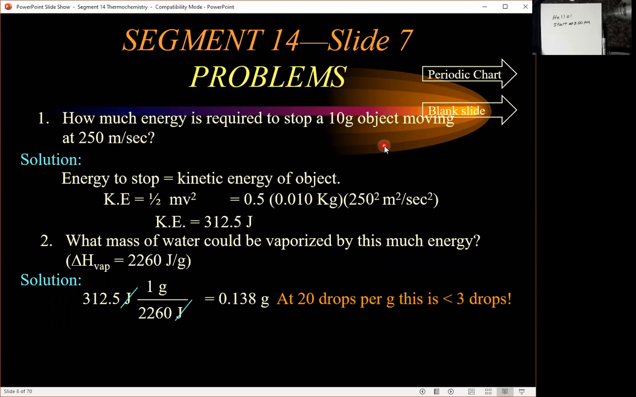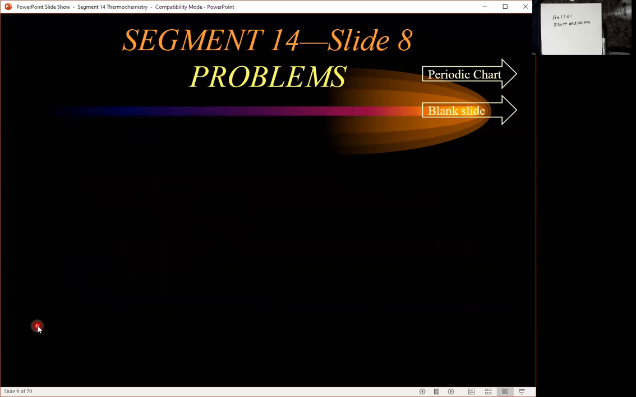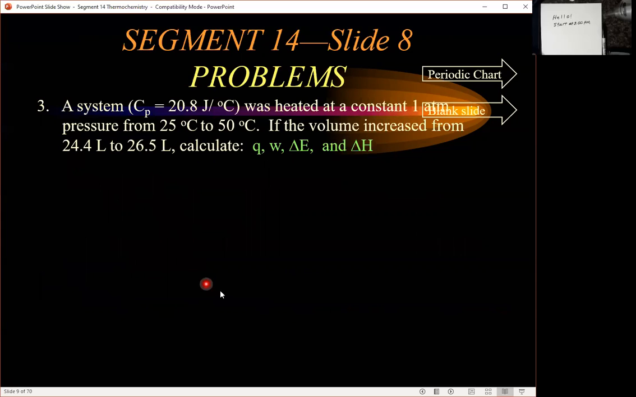10 grams is 2 nickels' worth, by the way, the weight of 2 nickels. Two nickels traveling at 250 meters per second, that's moving pretty fast, could be stopped by vaporizing less than 3 drops of water. That's how much energy water stores.